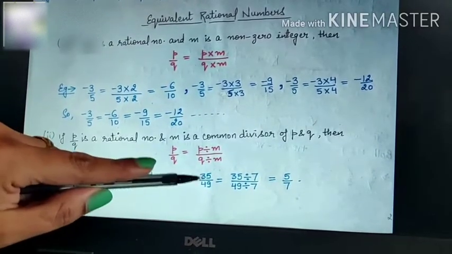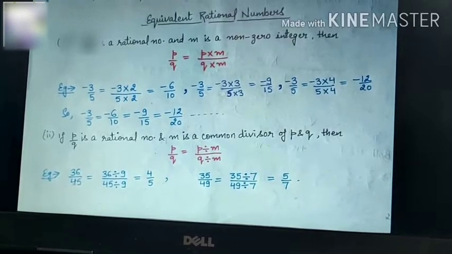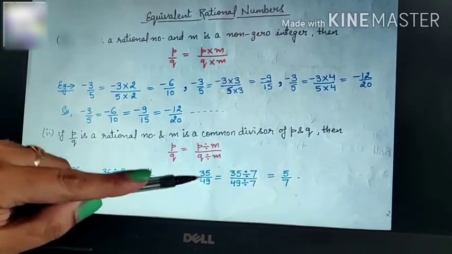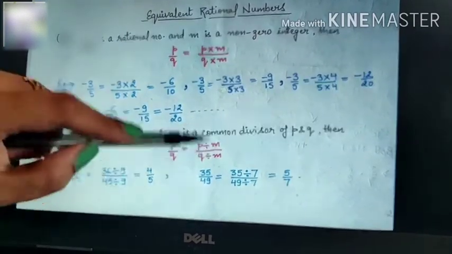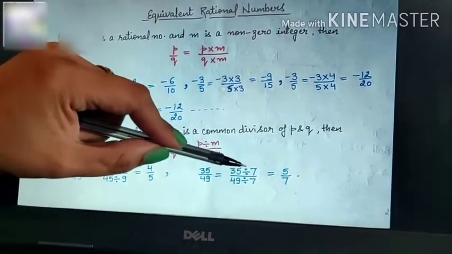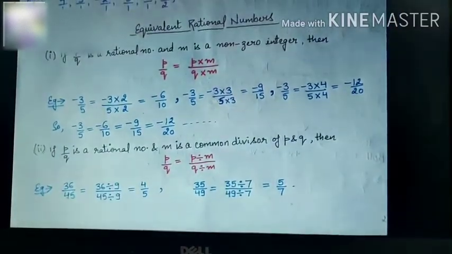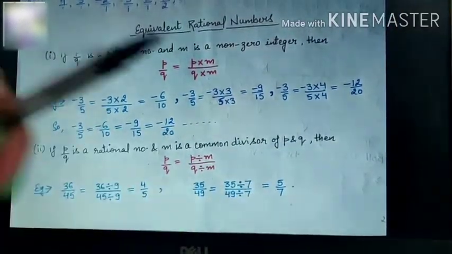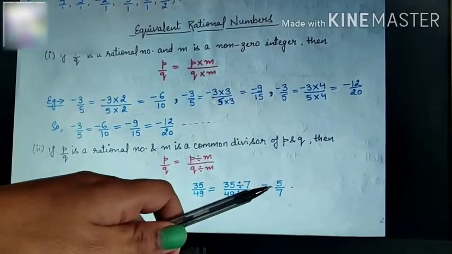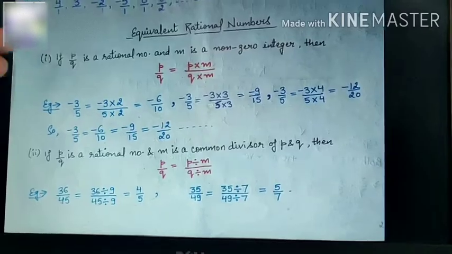Similarly here, 35 and 49. HCF, that means highest common factor. HCF of 35 and 49 is 7. So let us divide both numerator and denominator by 7. Numerator is 35 divided by 7 and denominator is 49 divided by 7. It becomes 5 by 7. So 5 by 7 is the equivalent rational number to 35 upon 49. So this is how you find equivalent rational numbers.